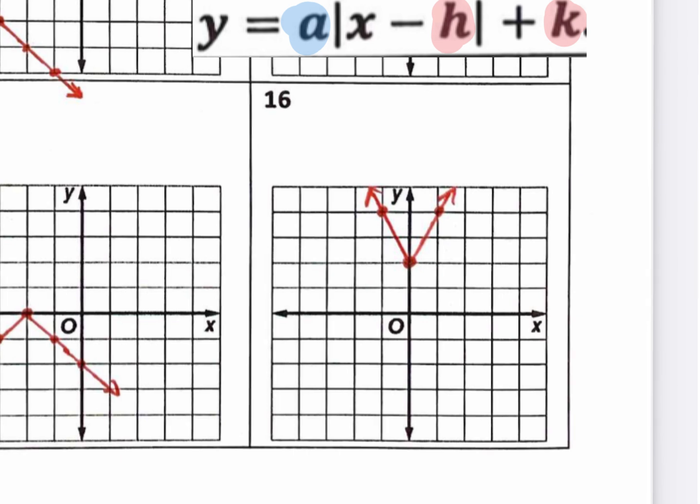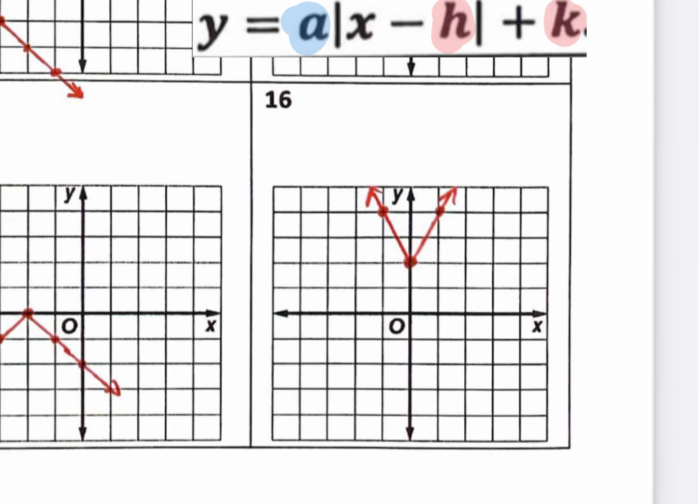Last one, 16. And I've done all the even questions for you. The vertex is 0, 2. That's right. 0 on the x, 2 on the y, which means your h value is 0, your k value is 2. And how much do you rise and run from one point to another? You rise 1, 2, and run 1, right? So the a value is 2 over 1.